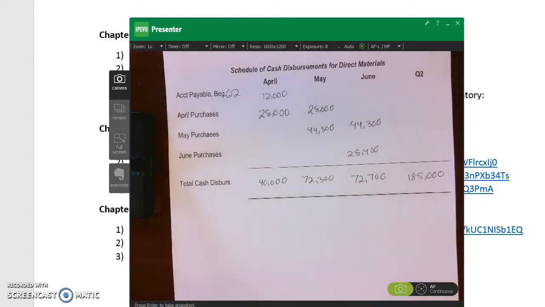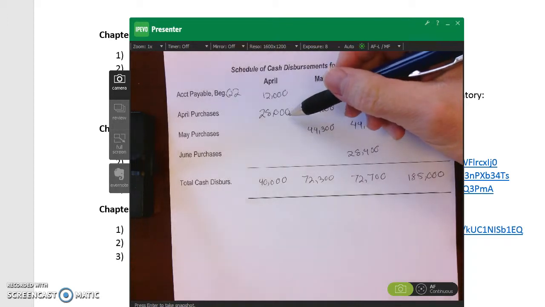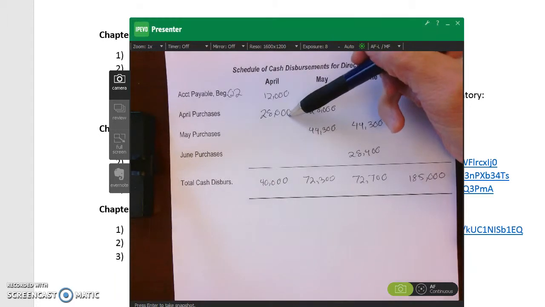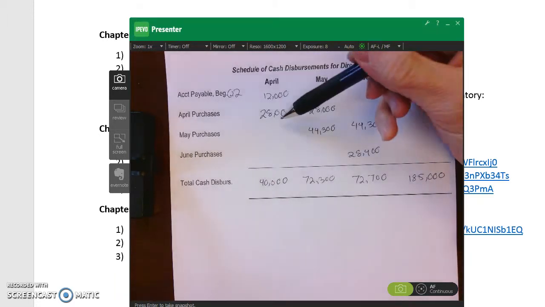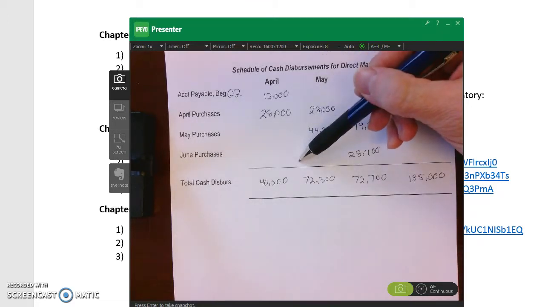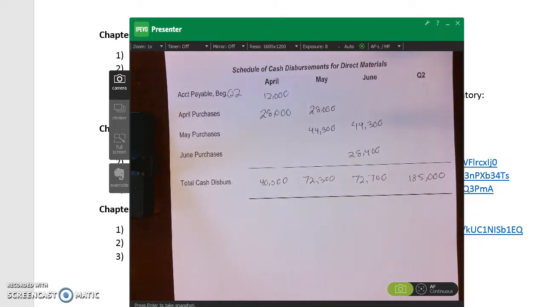Okay? So at the end of April, what would be the outstanding accounts payable balance? Of course, that would show up on the balance sheet under current liabilities. Well, it's $28,000. This is how much cash we paid, but remember, we paid half of it now and half of it later. The half we pay later, in May, is the ending accounts payable balance at the end of April.